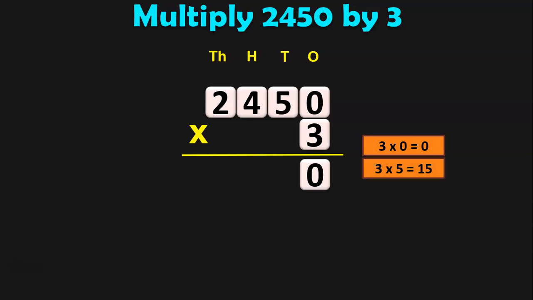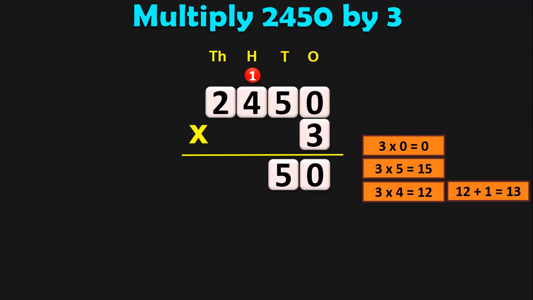Next 3 into 5 is 15 in the tens place. So you get 15 tens. 15 tens is nothing but 150. So write the 5 in the tens place and take the 100 as the carryover to the digits in the hundreds place. Next 3 into 4 is 12. 12 plus 1 is 13. So you have 13 hundreds now, which is nothing but 1300. So retain the 300 in the hundreds place and take that 1000 as a carryover to the digits in the thousands place.